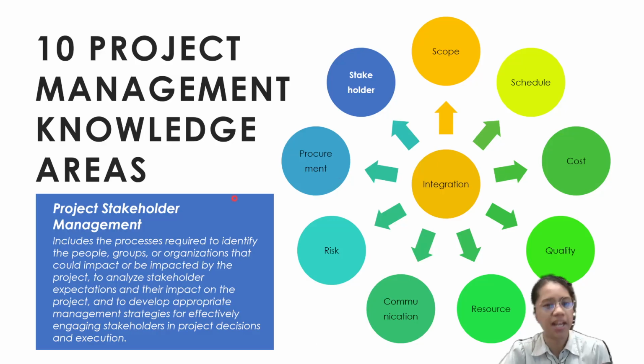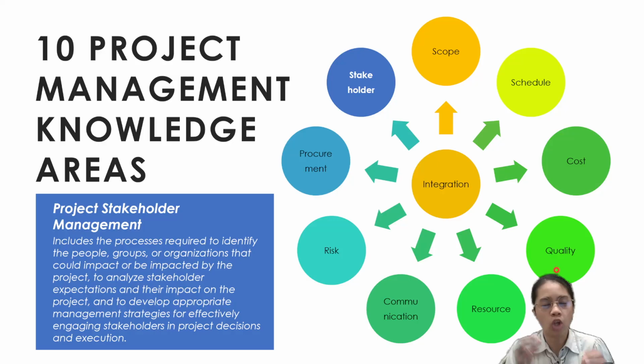Second to the last is stakeholder management. This includes the processes required to identify the people, groups, organizations that could impact or be impacted by the project, to analyze stakeholder expectations and their impact on the project, and to develop appropriate management strategies for effectively engaging stakeholders in project decisions and execution. We mentioned this a while ago in the quality part, that we should meet the stakeholders' expectations. So stakeholders are the ones who decide. It can be one person, it can be an organization. Stakeholders are also called owner, client, decision maker, stakeholder.